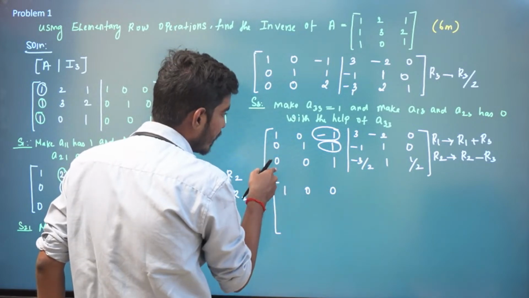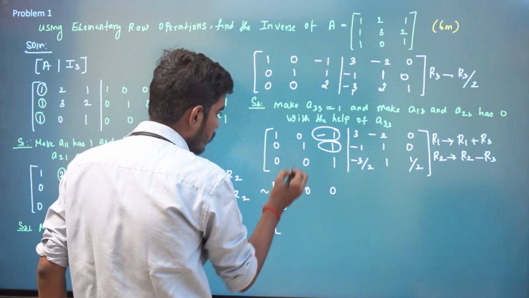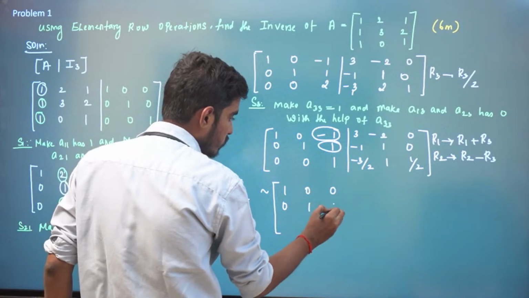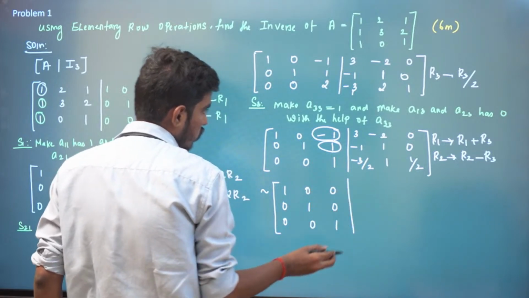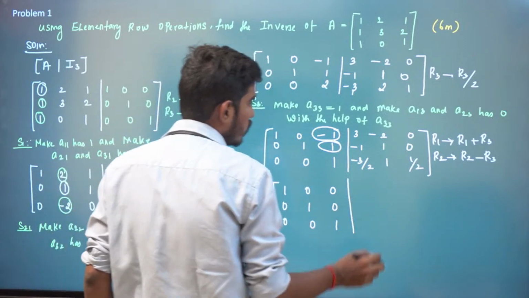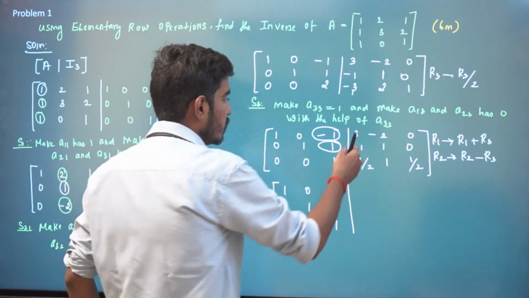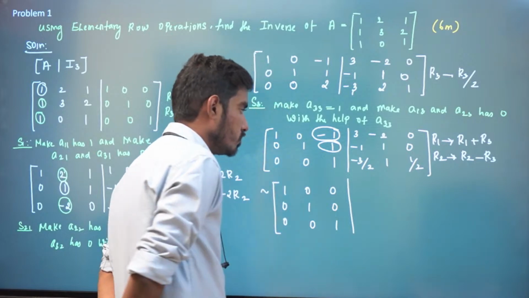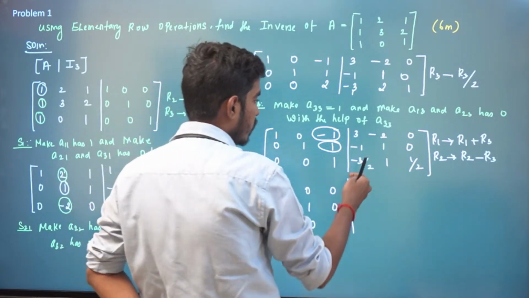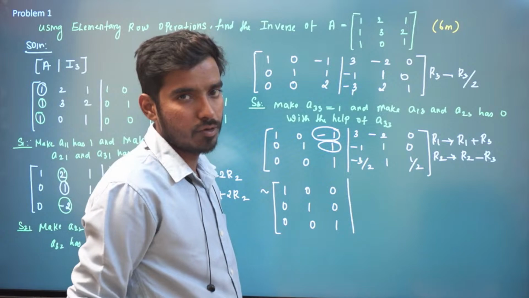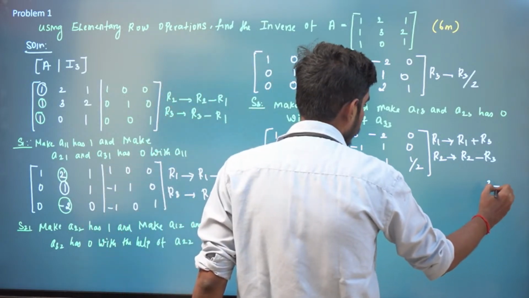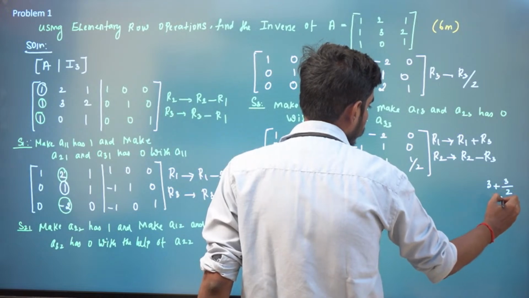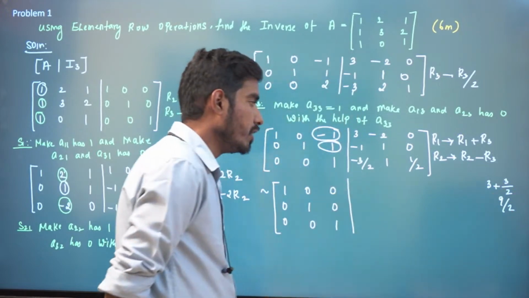R2 is R2 minus R3. So 0 minus 0, 1 minus 0, 1 minus 1 is 0. R3 will remain as it is. Right? Now you have to apply the same operation here also. R1 plus R3. So what is 3 minus 3 by 2? 6 minus 3 by 2. So we have 3 plus 3 by 2, which is 9 by 2, right?